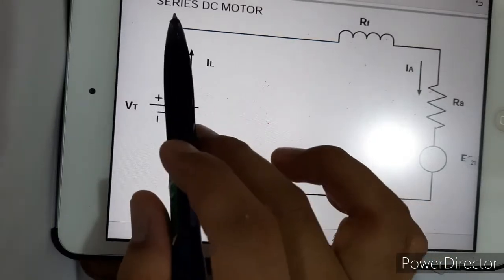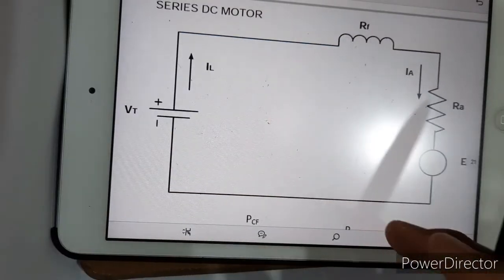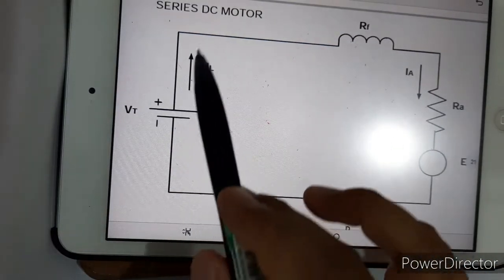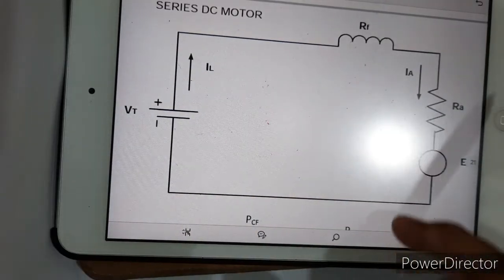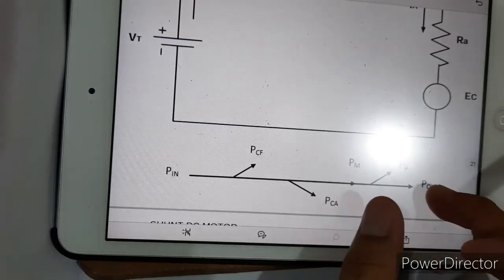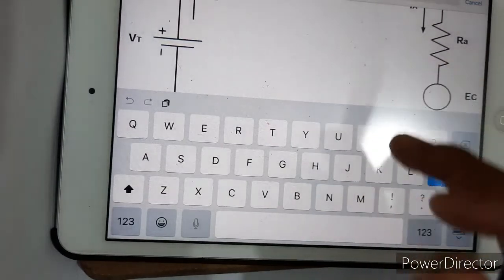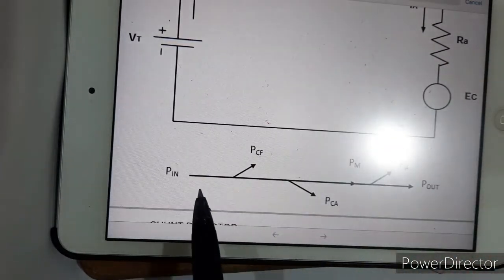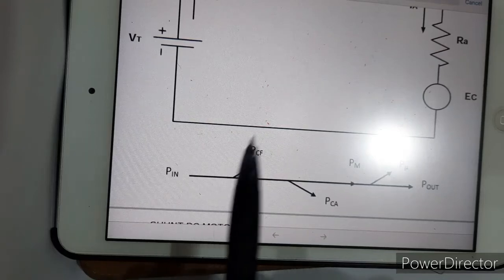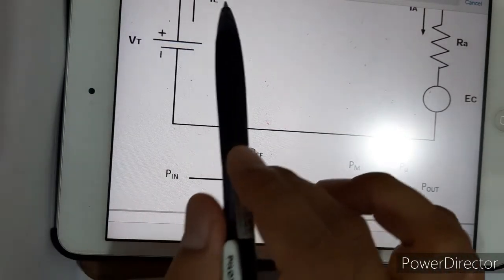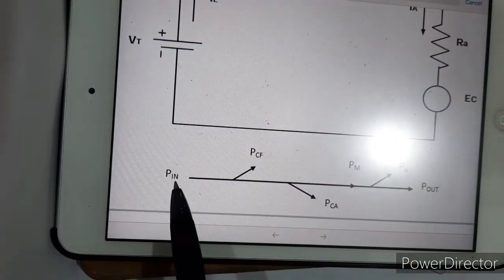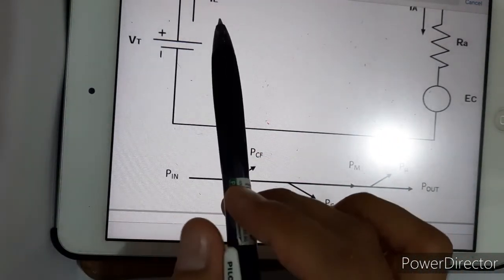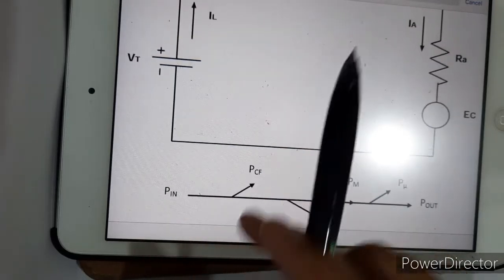DC series motor. Okay, series DC motor. Remember that the direction of current is from the terminal line to the motor. So for this case, for the motor, we can determine P in first, because VT and IL are fixed on the terminal line. So we can determine P in equals VT multiplied by IL. That is P in.